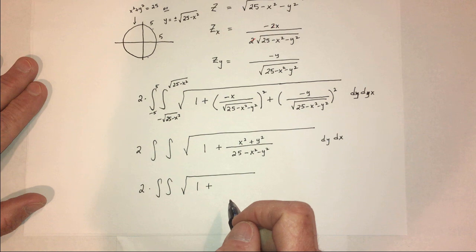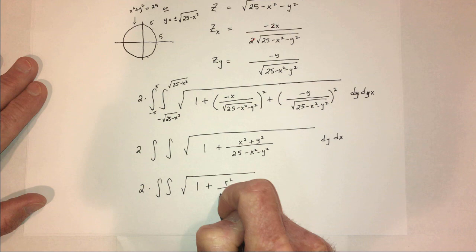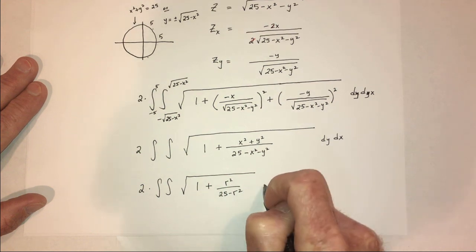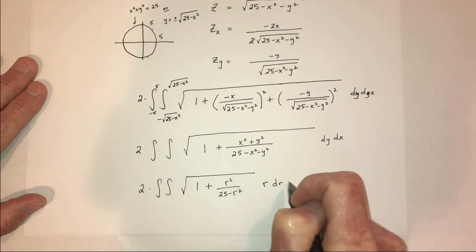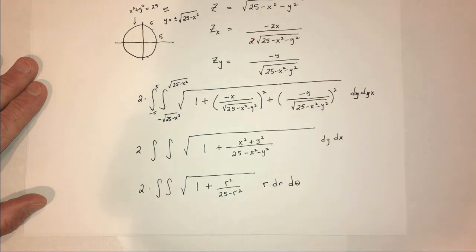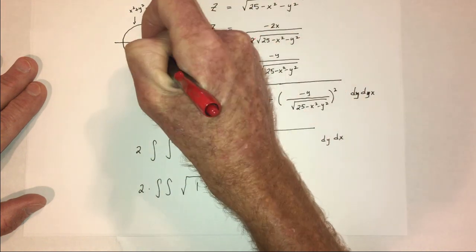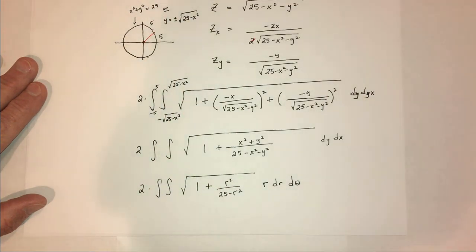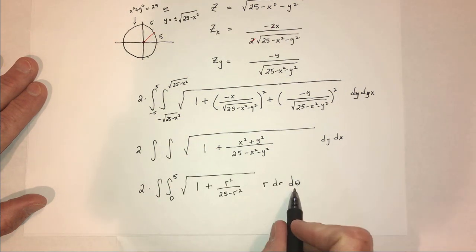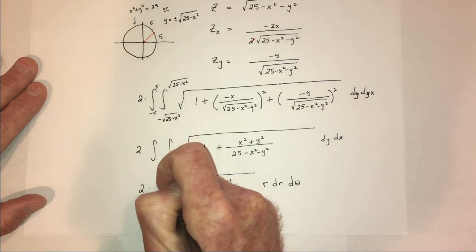So inside the radical, there's going to be 1 plus r squared over 25 minus r squared. And then we're changing to polar, so then it's r dr d theta. And r means the radius. So the radius would go from 0, and then it would go out to 5. And as far as the angle, to create this whole circle, you need to go from 0 to 2 pi.